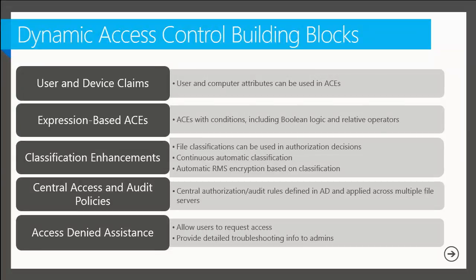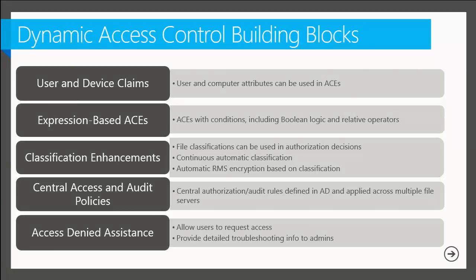Now, when it comes to dynamic access control, we look at a few things. We talk about the user and device claims. I'll show you how those things work and how those get structured into expression-based ACEs. Basically the concept of taking the existing ACL system with its individual ACEs, saying, used to be member of this group, and extending that to have an expression. We talk about classification capabilities and what we can do out of the box, what we can do with partners.